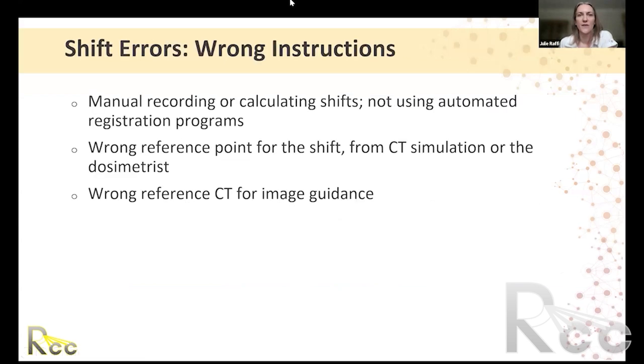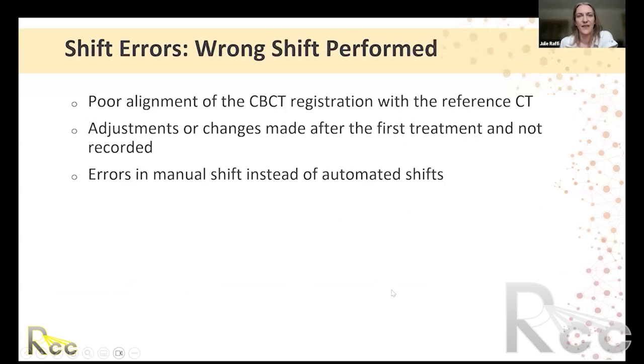So shift errors can come from the wrong instructions or wrong reference points being used or using the wrong reference CT for image guidance. And then wrong shift applied could come from having poor alignment of the cone beam with the reference CT, or making adjustments or changes after the first treatment and not recording those changes, or errors in manual shifts instead of using automated shifts. So there's a lot of different ways these errors can happen. That's why it's important to track them and make sure we learn from them to prevent them from happening again.